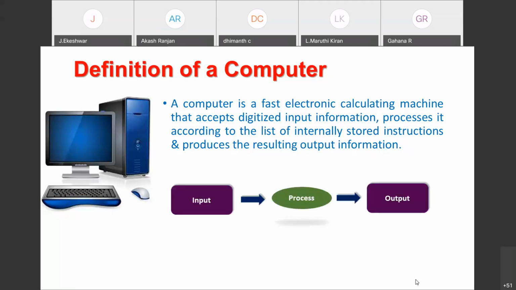Informally, we can just define a computer like this. A computer will accept the input, process it, and produce the output. In simple terms, this is how we can define a computer. So formally, how to define a computer? That definition we are seeing on the slide here. So this is about the definition of a computer.